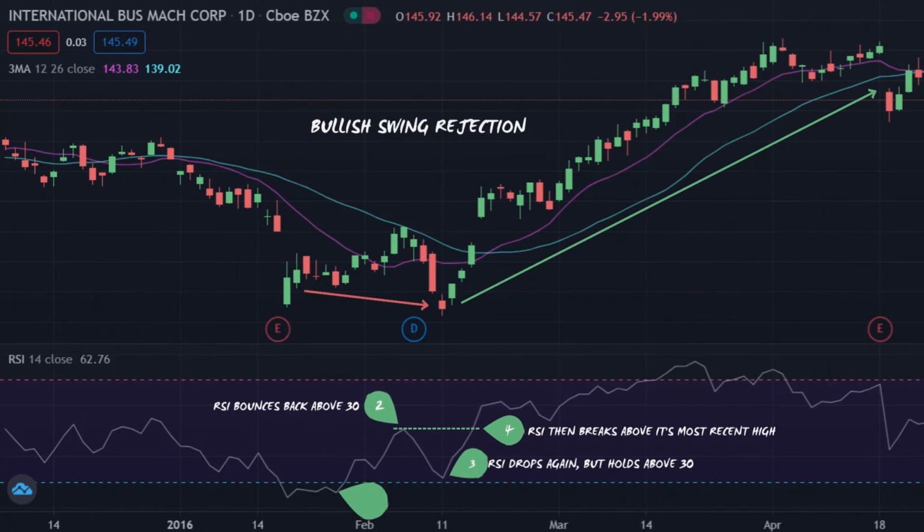The second strategy that traders can use to anticipate potential trend reversals is to identify bullish and bearish swing rejections. A bullish swing rejection can be seen in the chart shown here. Notice that the RSI moves below 30 into oversold territory. Then, the RSI bounces back above 30. Next, the RSI drops again, but it holds above 30. And finally, the RSI breaks above its most recent high, which produces the potential buy signal.